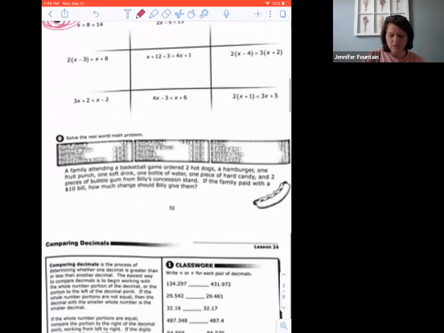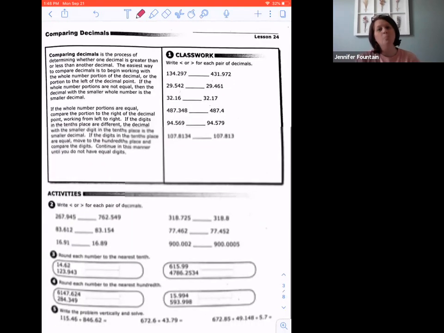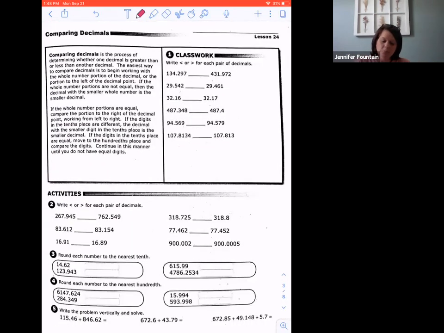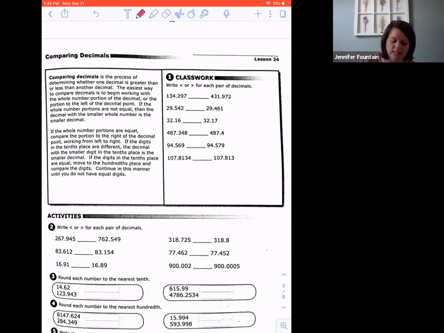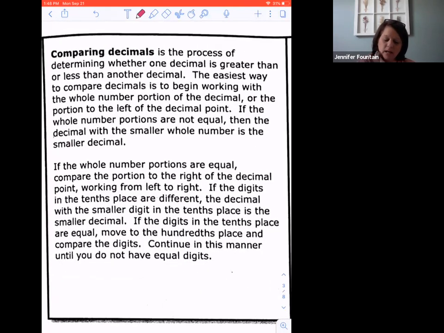All right, so the next thing we're going to go ahead and look at, we're going to go ahead and move on to lesson 24, comparing decimals. All right, so it says comparing decimals is the process of determining whether one decimal is greater than or less than another decimal. The easiest way to compare decimals is to begin working with the whole number portion of the decimal. So this is where I'm going to start highlighting.